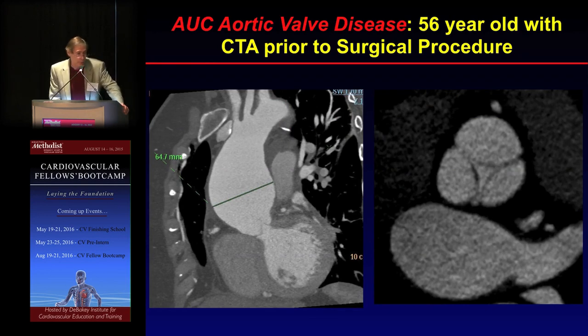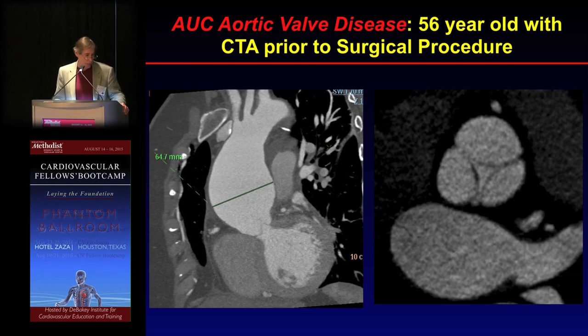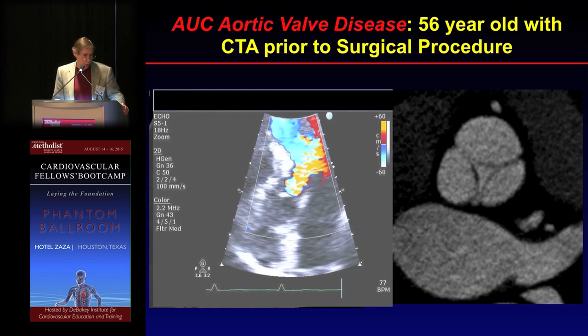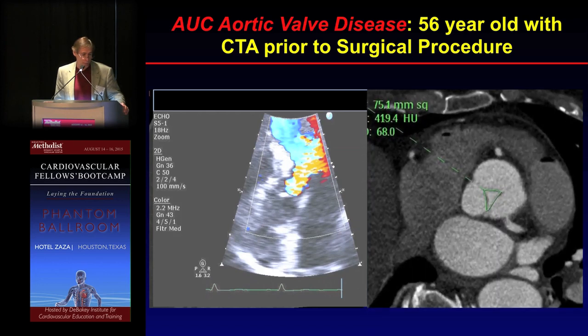This is a patient who actually went for CTA prior to a surgical procedure. Can anyone guess what that procedure was? This patient had a huge ascending thoracic aortic aneurysm of 65 millimeters, but she had something else. If you look by echo, she actually had severe aortic regurgitation. And as I said, by CT, we can also look at that. You can see in diastole there's a huge hole here. In fact, this planimetered out to 0.75 centimeters squared, which over 0.3 is considered a severe valvular leak. So this patient had severe AI, and that was seen by echo as well as by CT, as well as looking at this patient's coronaries prior to surgery, which were completely normal.